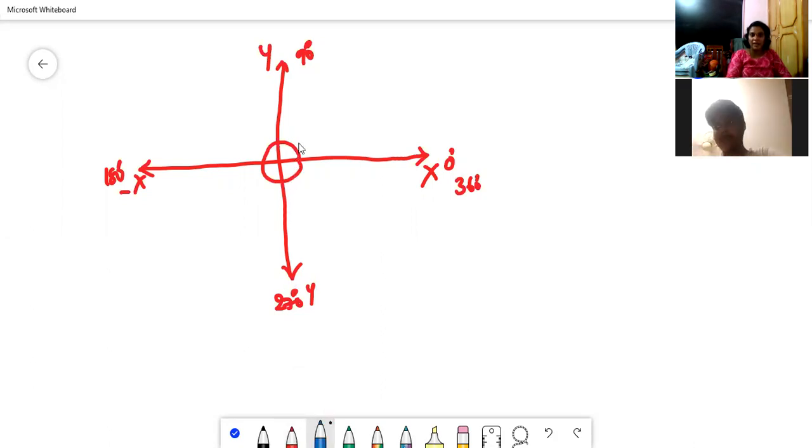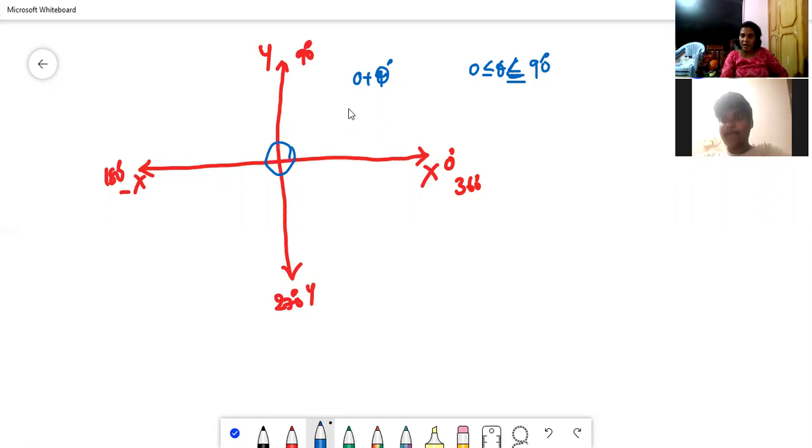Here, this first quadrant is 0 plus theta degrees, where theta is greater than or equal to 0 and less than or equal to 90 degrees, from 0 to 90 degrees. Or 90 minus theta, or 0 plus theta. Both are the same.